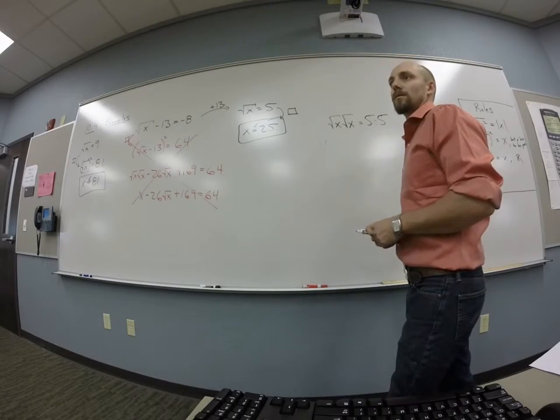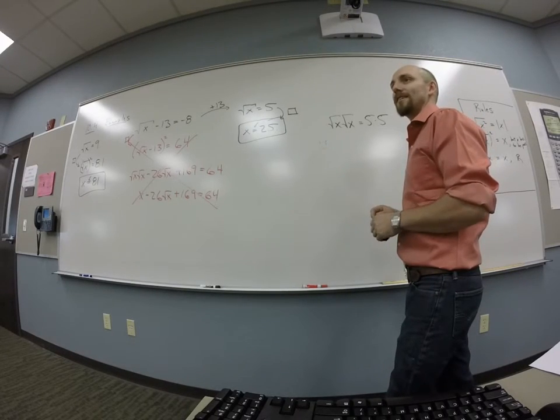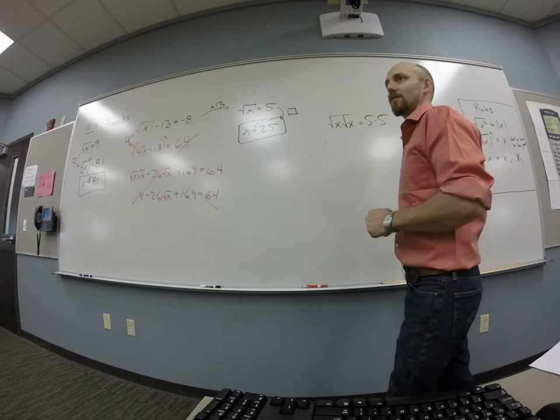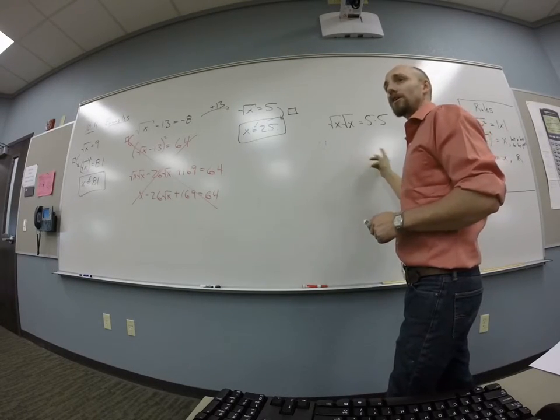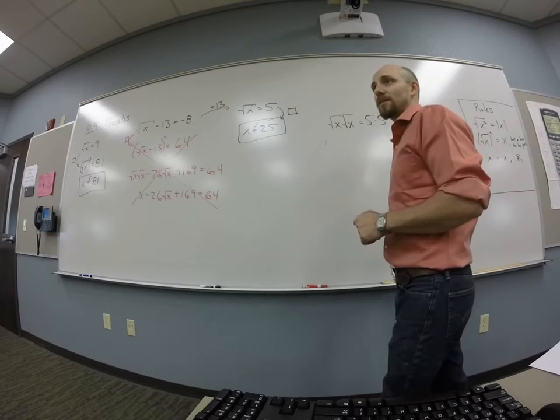The two root things cancel, right? I get x by itself. When I take the square root of a number and square it, I get the number as long as the number was positive.